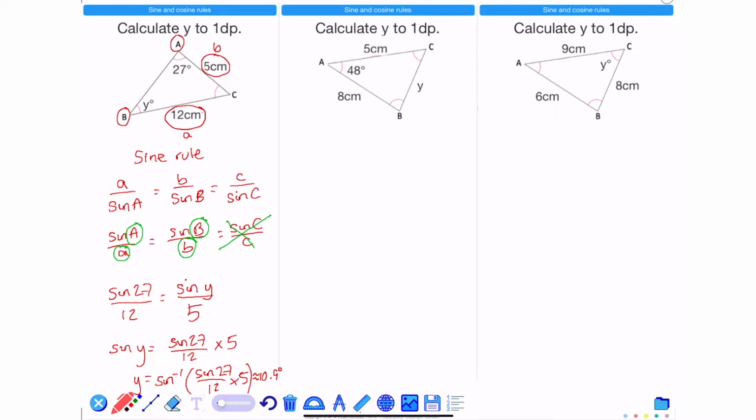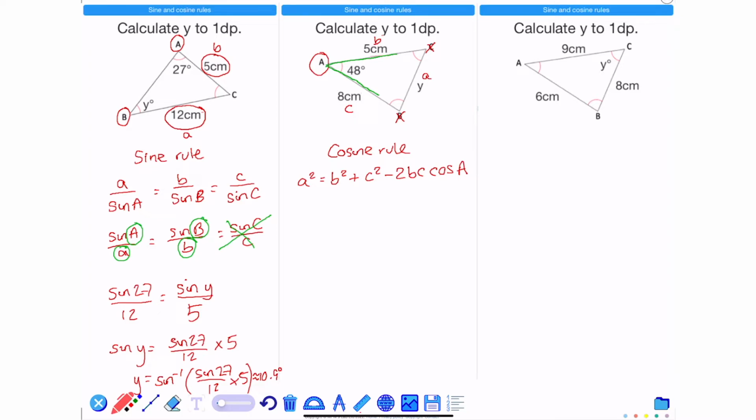Moving on to question 2. I've got angle A and side a, side b and side c, and I have neither angle B nor angle C. Here you can see that I've got an angle sandwiched between two sides that I've been given. In this case, I'll be using the cosine rule in order to work out a squared is equal to b squared plus c squared minus 2bc times the cosine of angle A.